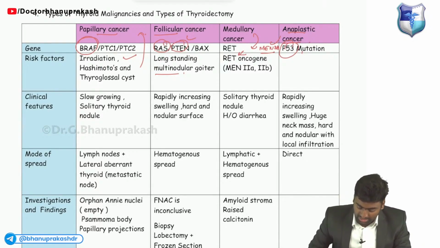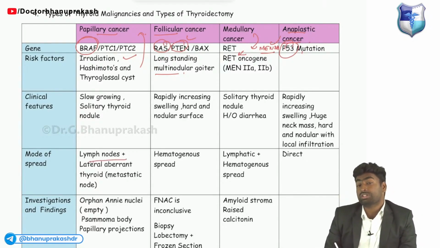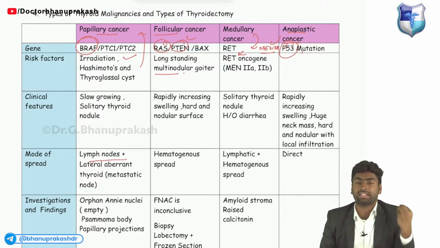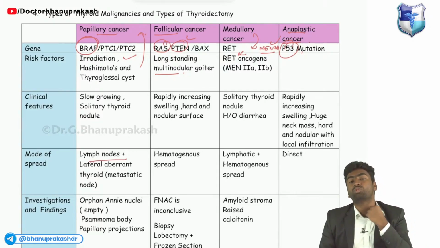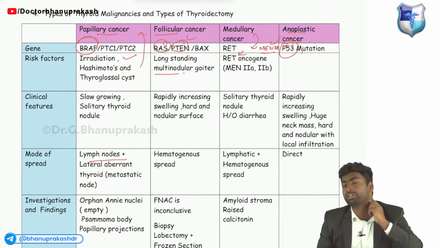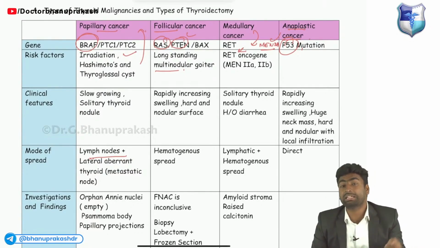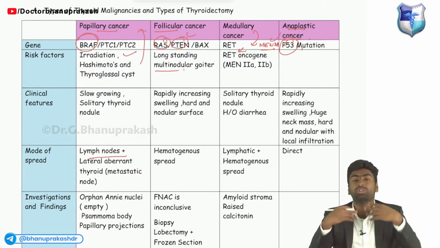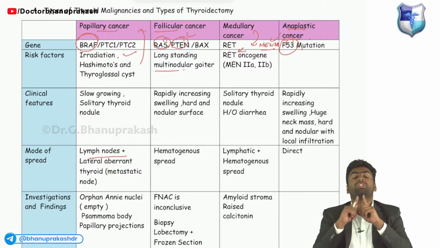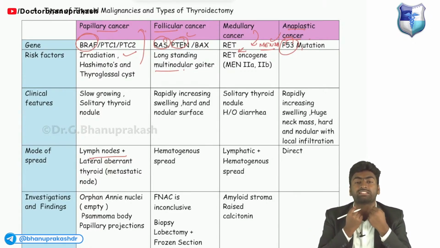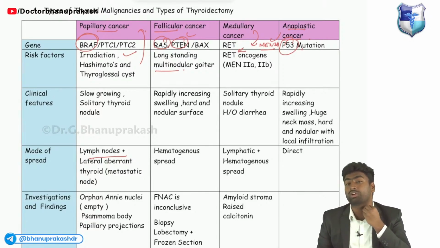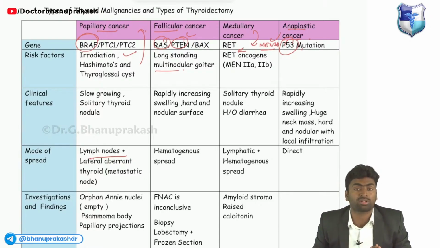Papillary carcinoma spreads through the lymph nodes. So most commonly there will be aberrant thyroid tissue: if you do thyroid scintigraphy, you see thyroid tissue on the side of the neck as well, because it spreads by lymph nodes. So while doing surgery, you will remove the thyroid and also do a modified radical neck dissection, dissecting the neck and checking for any lymph node involvement. So you will do thyroidectomy along with modified radical neck dissection in a case of papillary carcinoma thyroid.